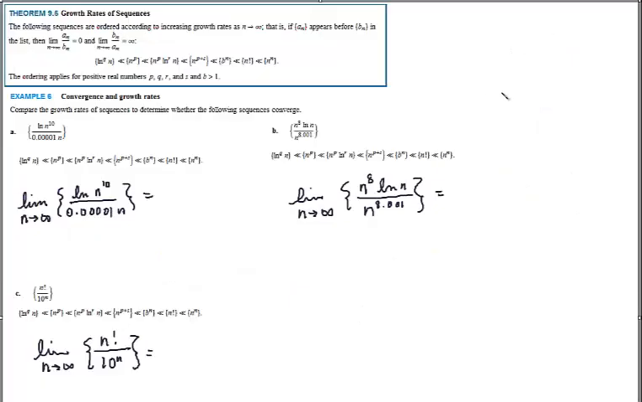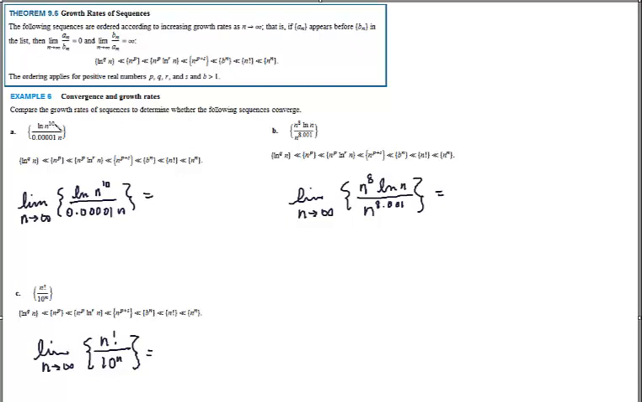We're looking at the growth rates of different sequences, and they have ordered for us these different sequences, and we just have to figure out which form ours is in. If the smaller one is on top, that's how they state this: a sub n appears before b sub n, so the smaller one is on top, it's going to 0. If the smaller one is on the bottom, meaning that the top is getting bigger faster than the bottom, then it's going to infinity, and that just makes total sense to us. Note that p, q, r, and s must be positive real numbers, and b must be greater than 1. So let's look at what we've got.